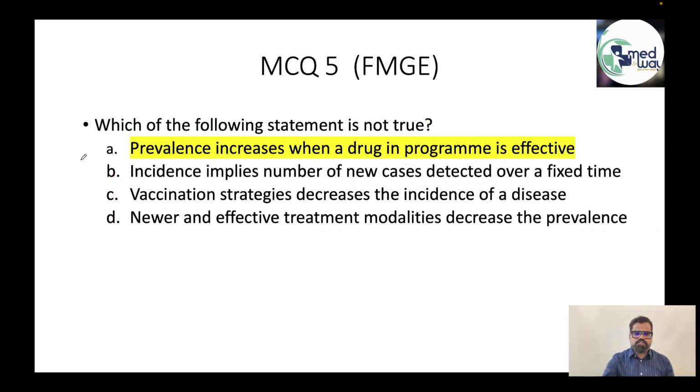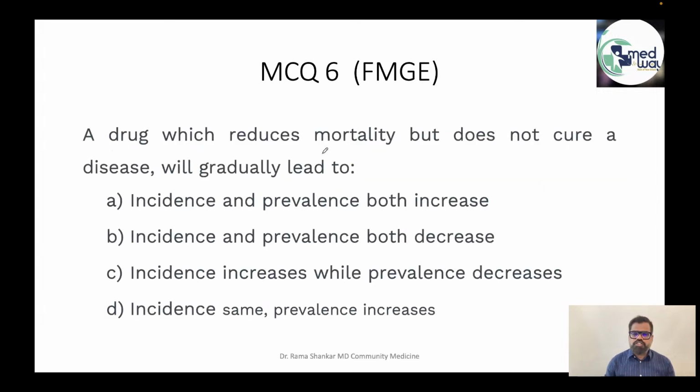Let me take one more question of this sort. A drug which reduces mortality. Stop here. There is a drug which reduces mortality. It means the drug is effective, it's not letting the patient die, but it does not cure the disease. Now there is a catch. The drug reduces mortality, it will not let the person die, but at the same time it is not curing either. So what will happen? Incidence and prevalence both increase, both decrease, incidence increases while prevalence decreases, or incidence stays the same and prevalence increases. The answer here is D. Incidence remains same, prevalence increases.